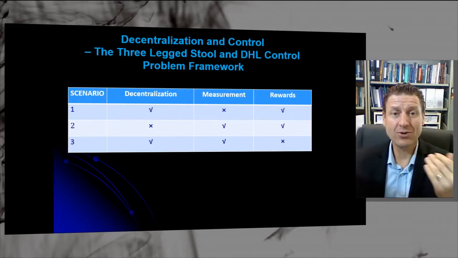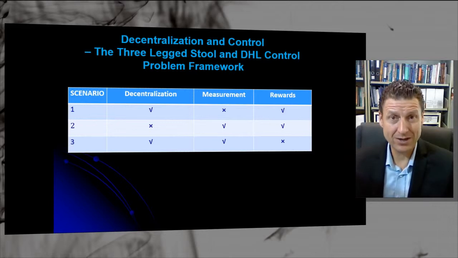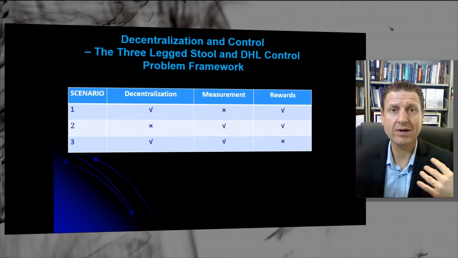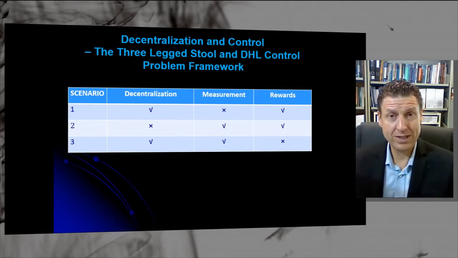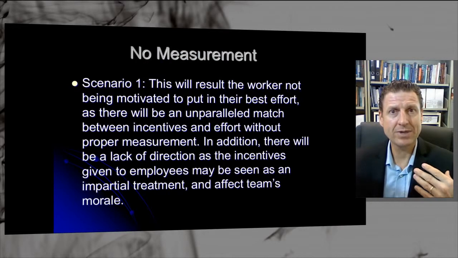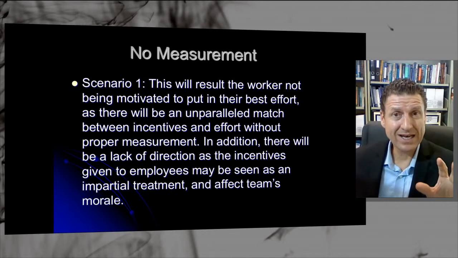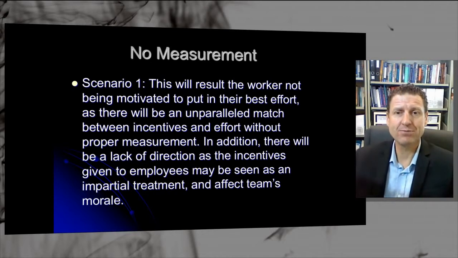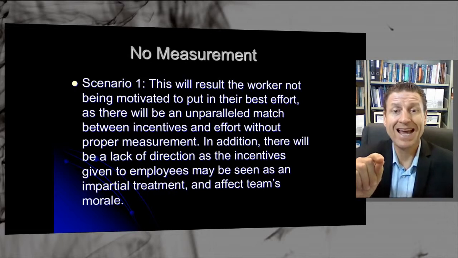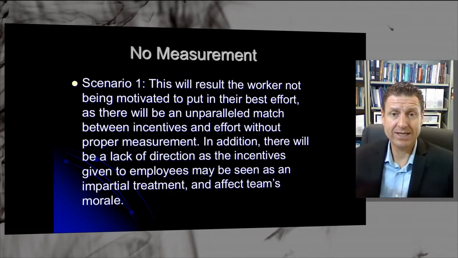All right, and so we've got these different scenarios where if we don't have measurement, first scenario, or we don't have decentralization, second scenario, or third scenario, we don't have rewards. Let's see what happens. Scenario 1, we don't have measurement. This will result in the worker not being motivated to put in their best interests, as there will be an unparalleled match between incentives and effort without proper measurement.